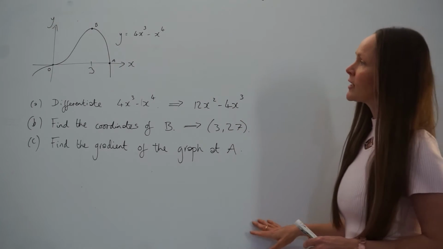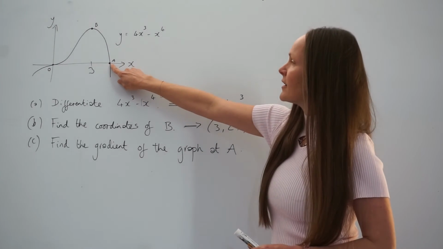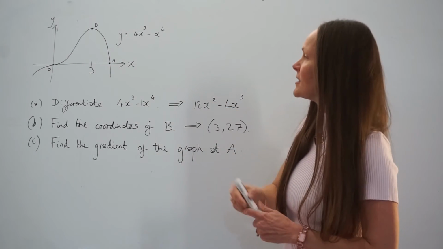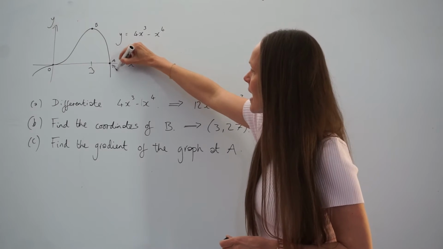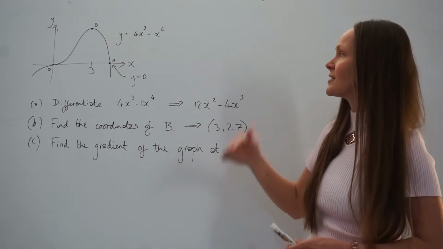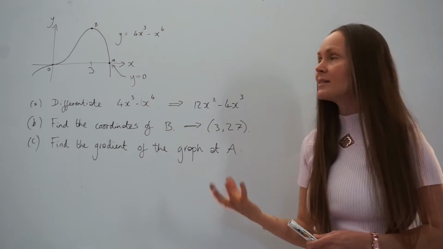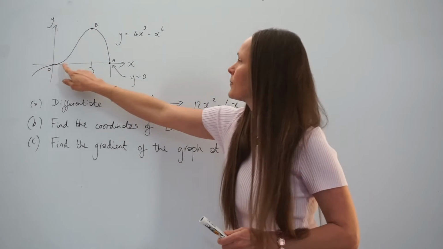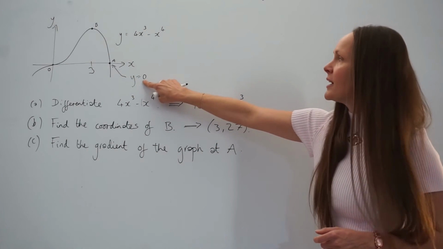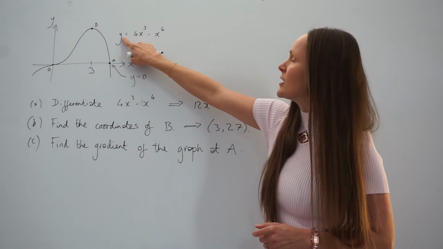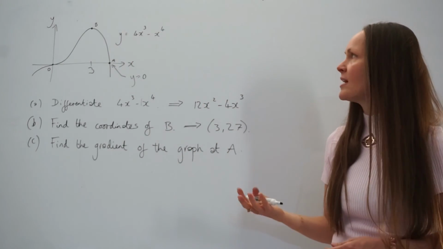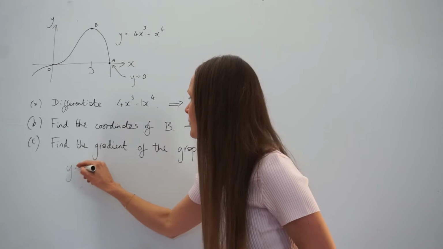So if we look again at the diagram, you can see that point A is when the curve intersects the x-axis, which means the y value here has to be equal to 0. Okay, whenever the curve intersects the x-axis, the y value is always equal to 0. Okay, all the way along here. So we can use this information by substituting the value of y back into the original equation here, and then we can solve that to find the x value at point A. Okay, so y is equal to 0.